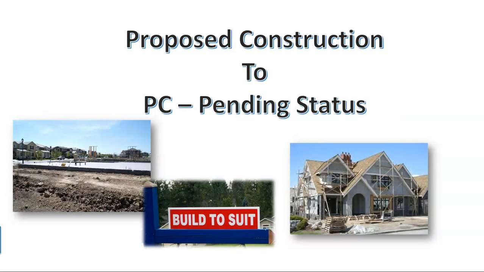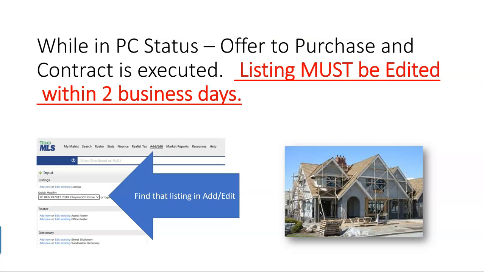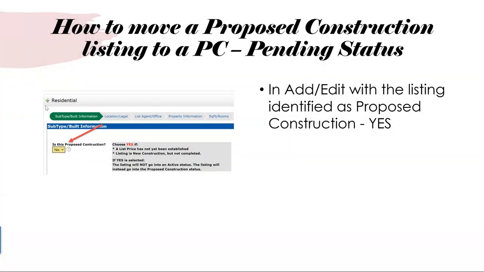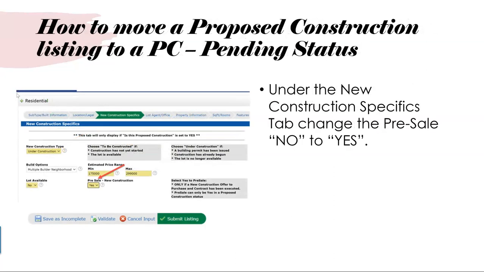Now let's take a look at those situations where the proposed construction listing goes under contract while in the PC status. When you have a fully executed offer to purchase and contract, you must edit that PC listing within 2 business days. Find that listing in the Add, Edit, Quick Modify list. Leaving the proposed construction still on yes, move to the New Construction Specifics tab. It is at this point that you change pre-sale new construction to yes.